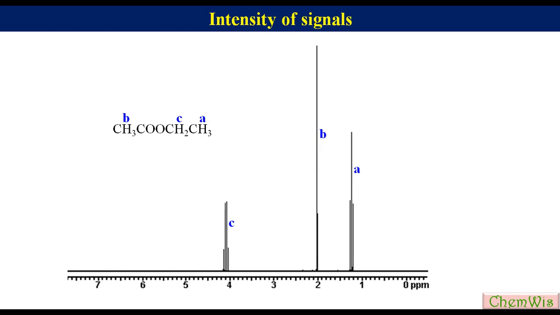Let's take the example of 1H NMR spectrum of ethyl acetate. There are three signals A, B and C. The relative area covered by each peak is given by integral values. Here we can see that the ratio of integral values, or we can say area covered by peak A, B and C, is 3:3:2, which is the same as the ratio of number of protons giving rise to these signals. Nowadays, the relative number of protons giving rise to signal is written below the peak.